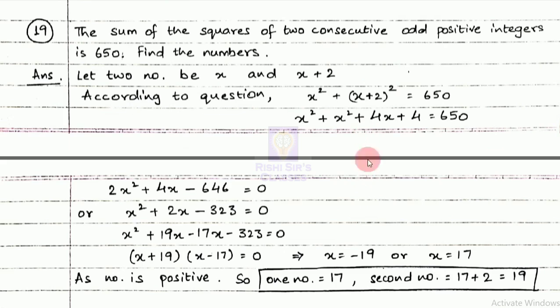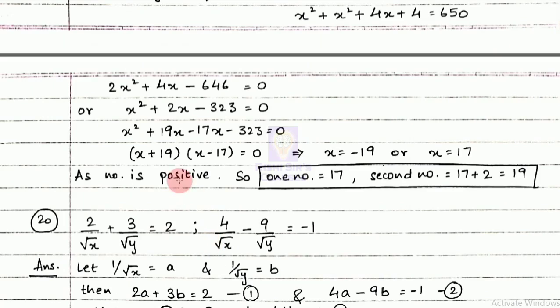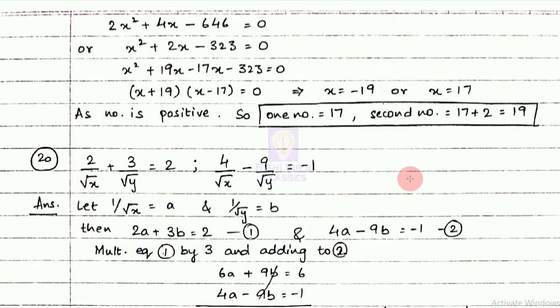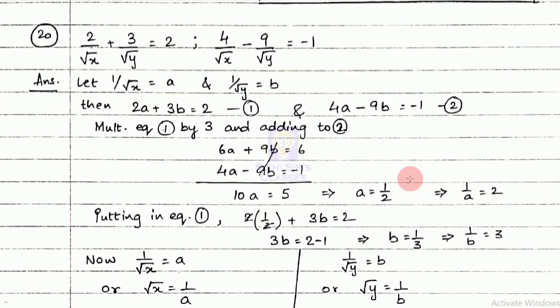After that, we will simplify it and we can find the answer as minus 19 and plus 17. It is given in the question that the number is positive, so the answer should be 17 only. And if one number is 17, the second number will be 17 plus 2, that is 19. Moving on to question number 20.